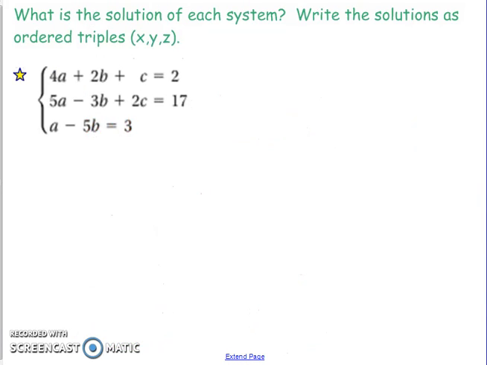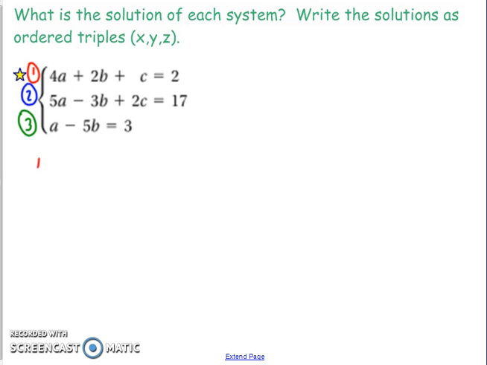Okay, so same idea here. I'm going to label them 1, 2, and 3. Now the third one doesn't have a C term in it. It only has an A and a B. So we can do a couple of different things here. We could solve for A, and we could substitute A into both equation 1 and 2 to get rid of A's altogether and have B and C. Or we can use equations 1 and 2 and get rid of the C, and then use that answer with number 3. So either one is fine.